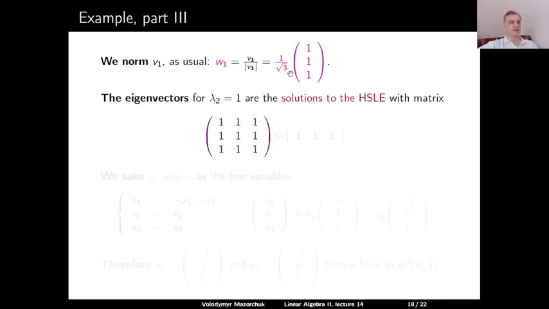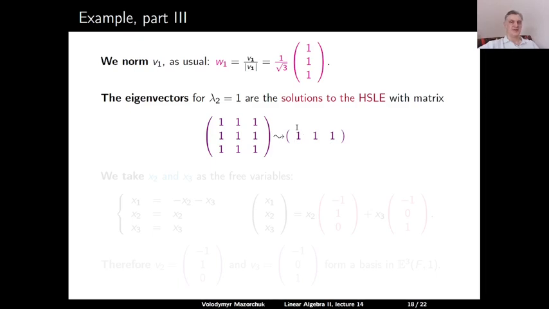The second eigenvalue is 1. So let us determine all eigenvectors for eigenvalue 1. These are the solutions to the homogeneous system of linear equations with matrix... We take the matrix of our linear operator and subtract 1 on the main diagonal. We get the matrix (1, 1, 1), (1, 1, 1), (1, 1, 1). So we can throw away all rows except row 1. So we have the row echelon form (1, 1, 1).